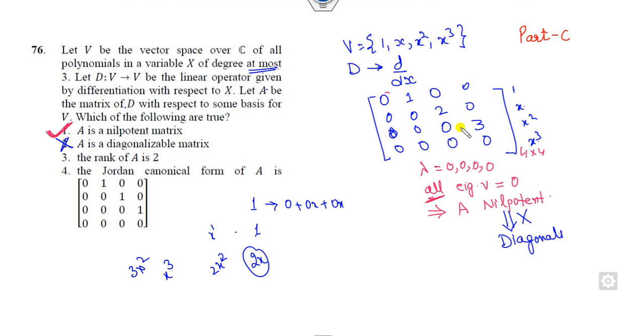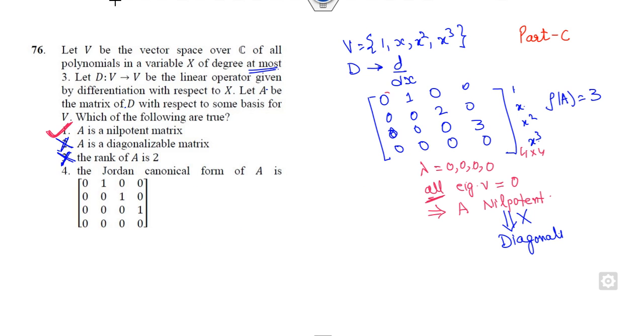What is the rank of A? You can clearly say that the rank of A is my 3 because there are 3 non-zero rows. So this option is also cancelled out. How can you find the fourth option? So that is the Jordan block. How can you find the Jordan block? We can find the minimal polynomial.